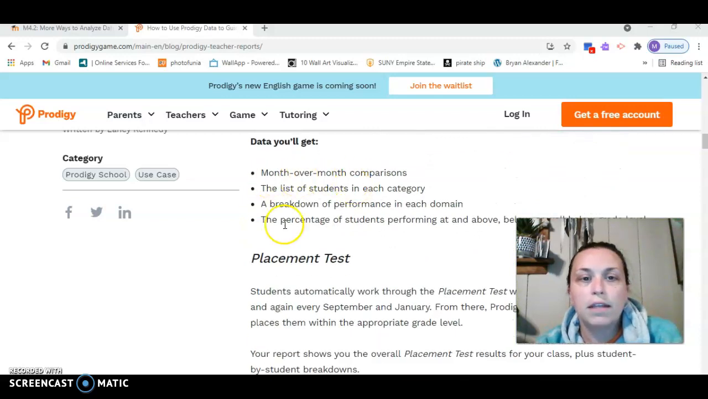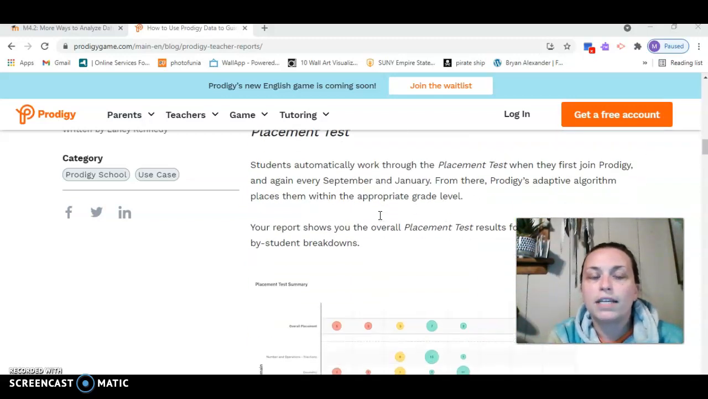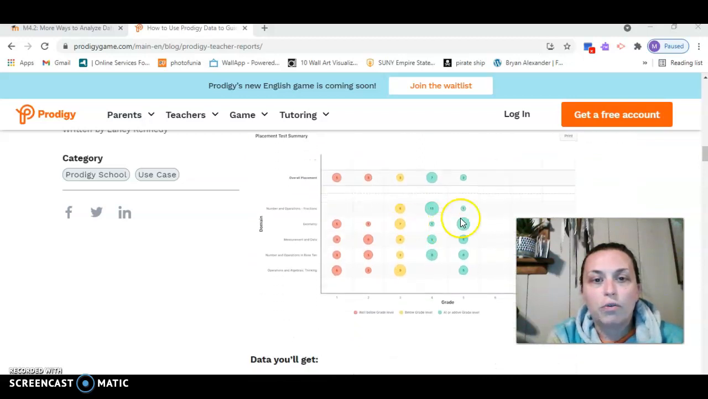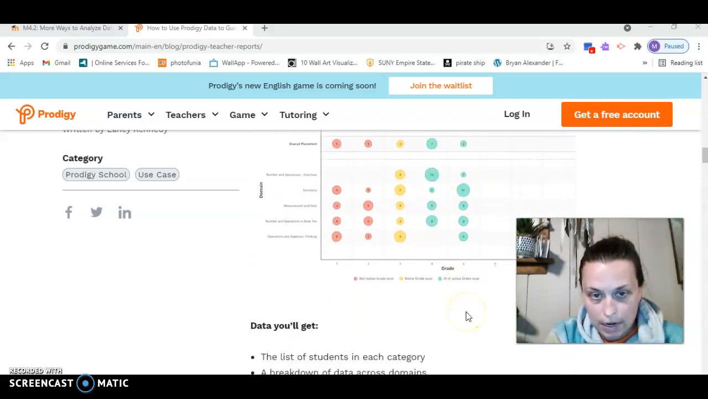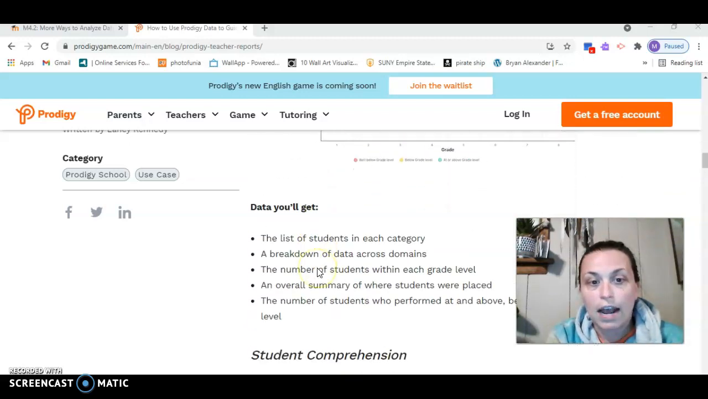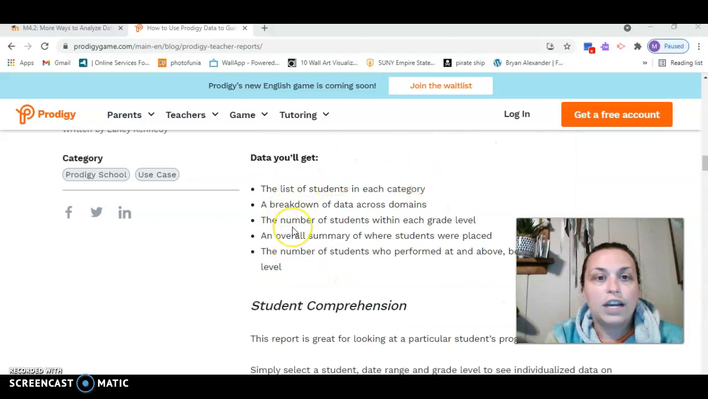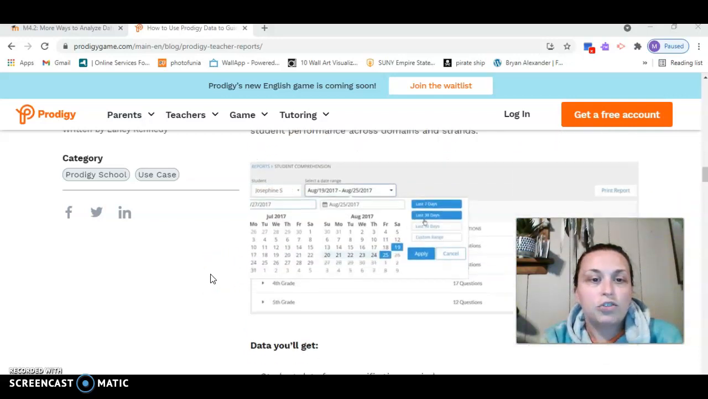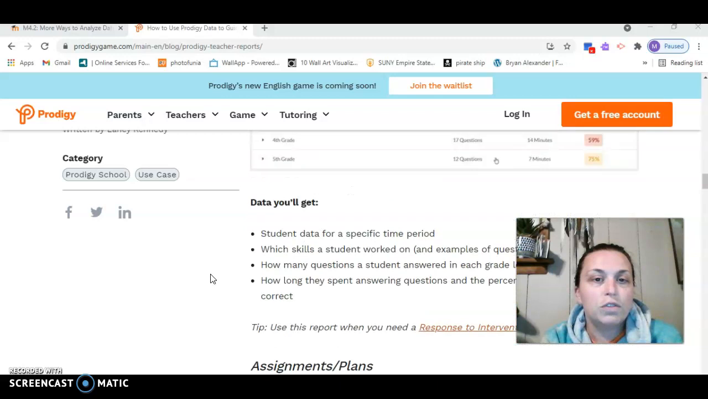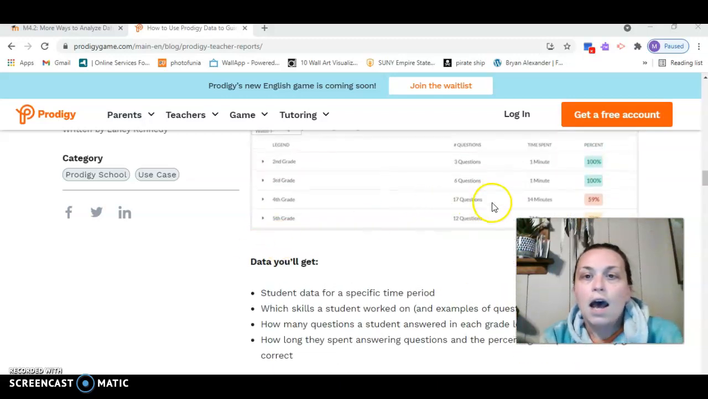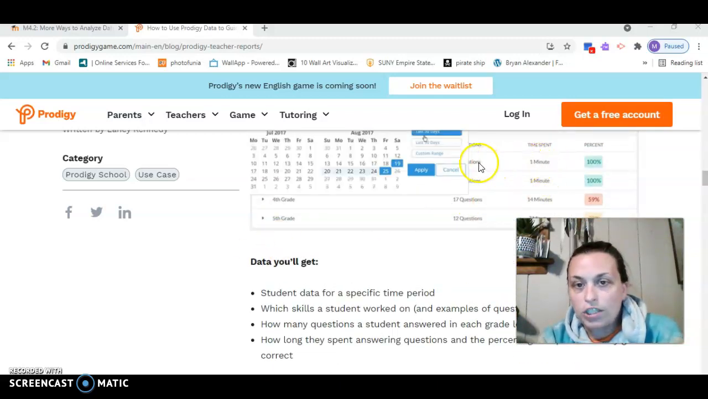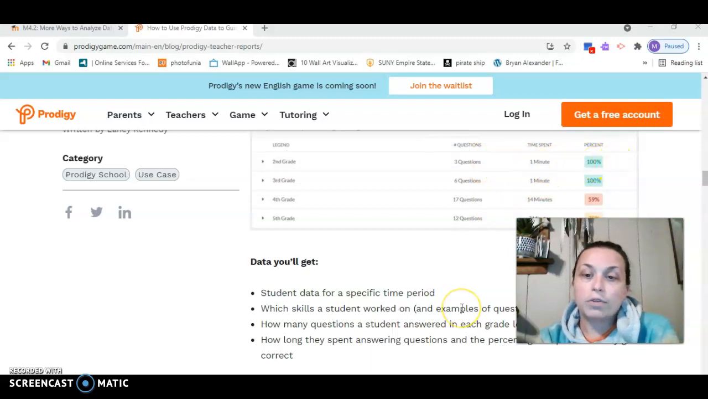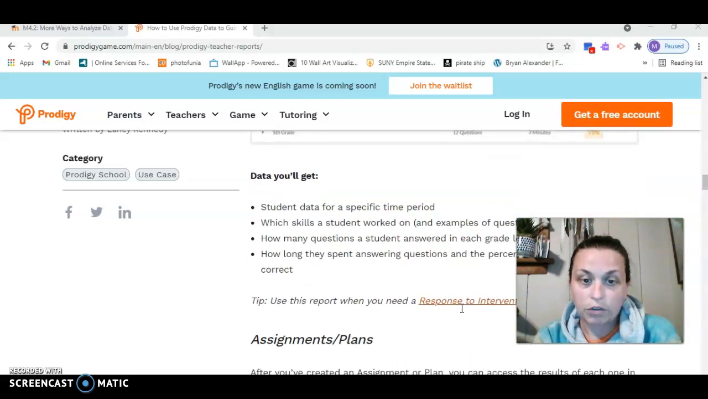So this would be month to month comparison, students in each category breakdown. There's placement tests that show this nice little bubble chart on how many students are in each category. It's kind of the same material, but in a different graph. And this will list each student, each category, breakdown of data across domains, number of students at grade level. This one is nice because you can look and see students and their specific goals and how much time they spent, how many questions they answered, what percentage they were able to get correct.